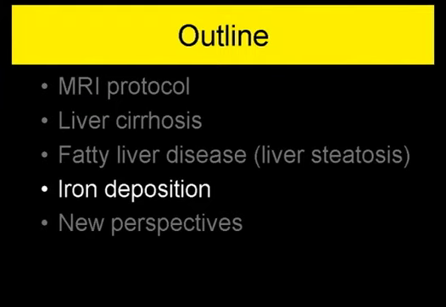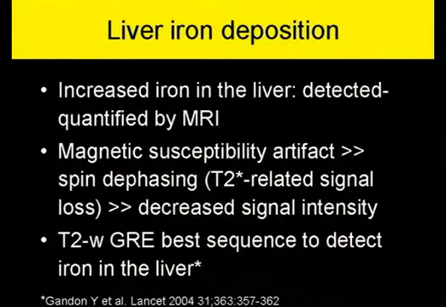So the next topic we'll discuss is abnormal iron deposition in the liver. We know that iron is a metabolite that can cause a lot of disturbances in the liver, can cause liver fibrosis, and it's also a pre-cancerous, oncogenic element in the liver, so it can cause HCC in patients with primary hemochromatosis. You can easily detect and quantify iron deposition in the liver with MRI, with some specific sequences.